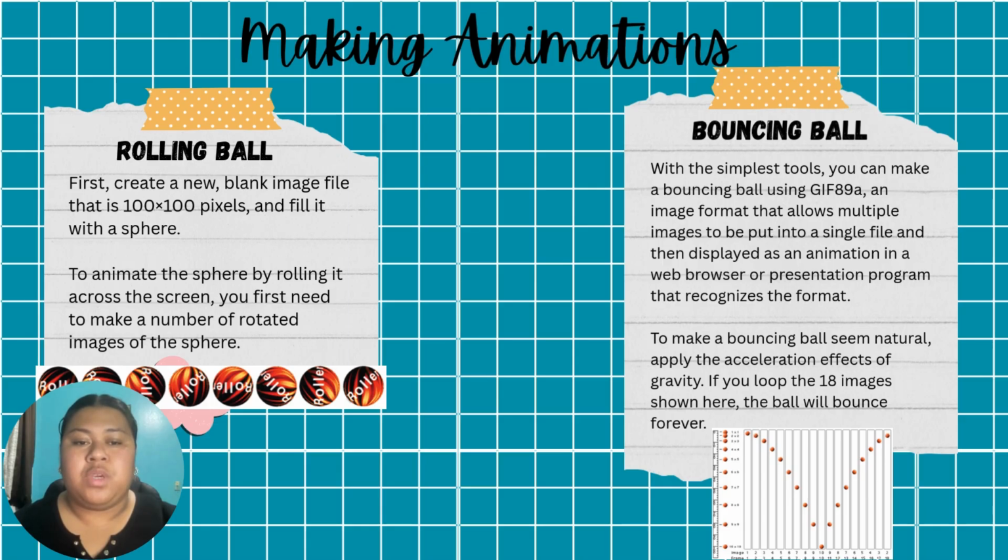If you see on the screen, this is what making animation looks like according to the textbook. Therefore, the two examples on how to make animations are rolling a ball and a bouncing ball.